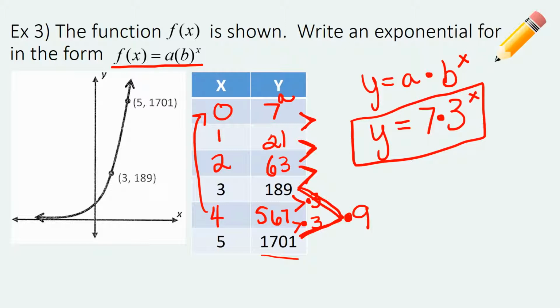Hopefully that makes sense. If you guys have questions about this part of the process, please ask me in class if you didn't understand that part of the notes, okay?